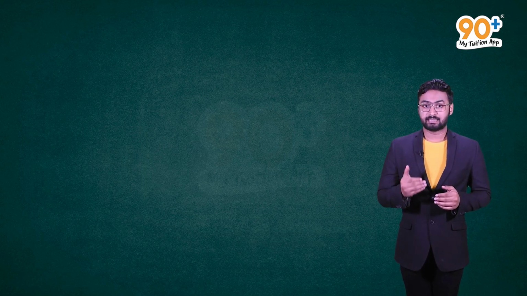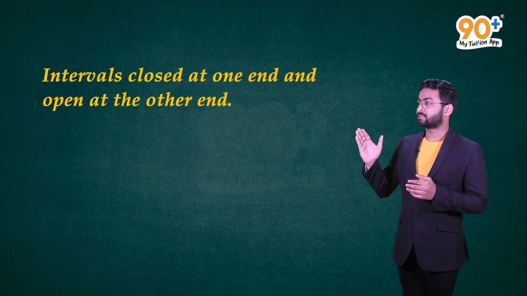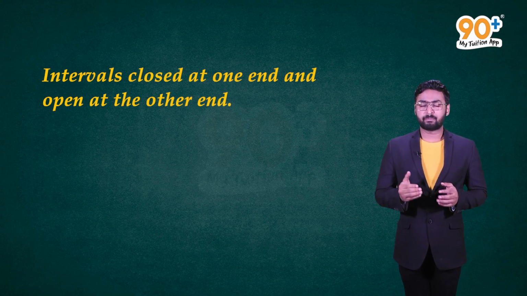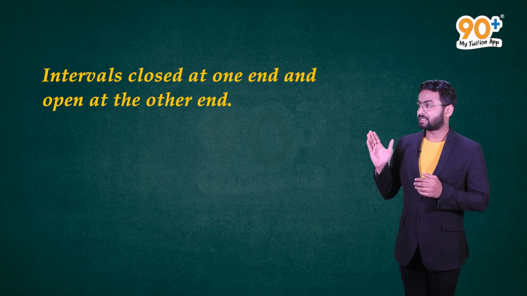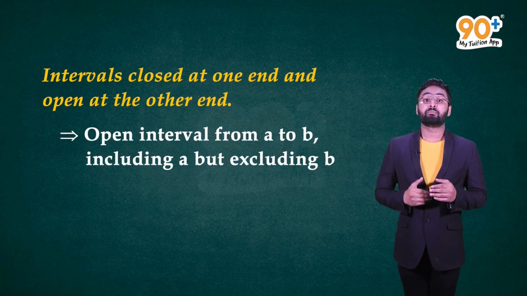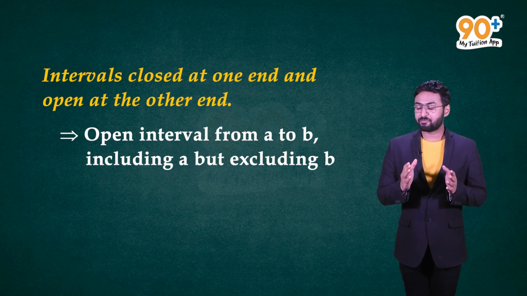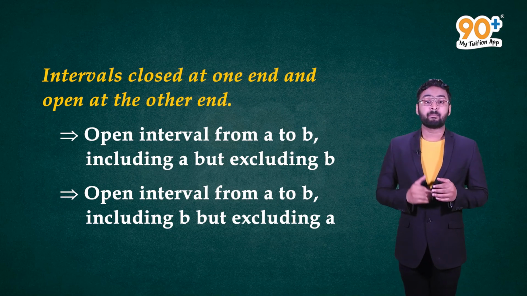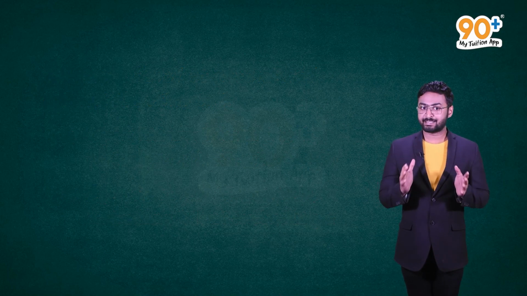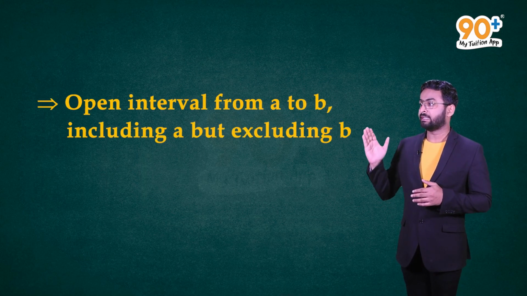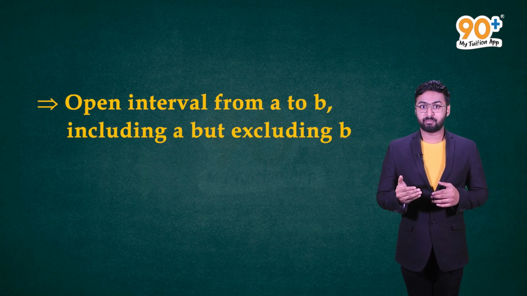Now, let's move on to the next type of interval, that is, interval closed at one end and open at the other end. There are two types in this form. First one is interval from A to B including A but excluding B. Second one is interval from A to B including B but excluding A. Let's take a look at the first one. Interval from A to B including A but excluding B.